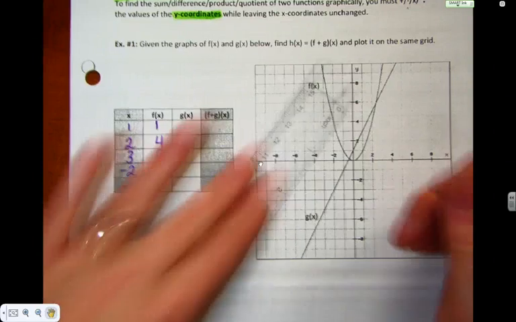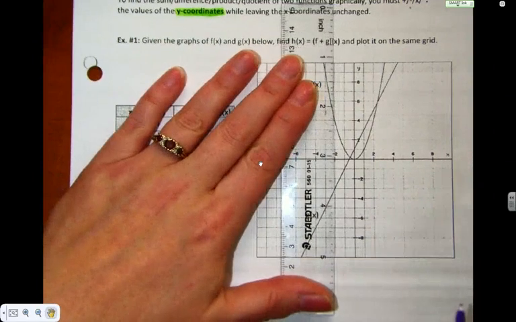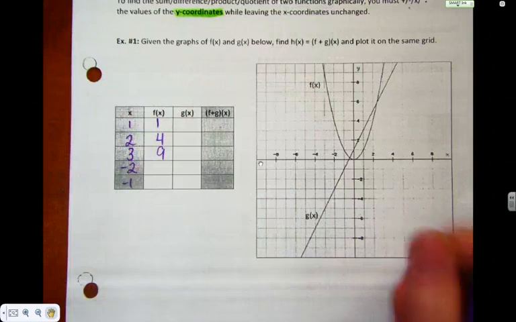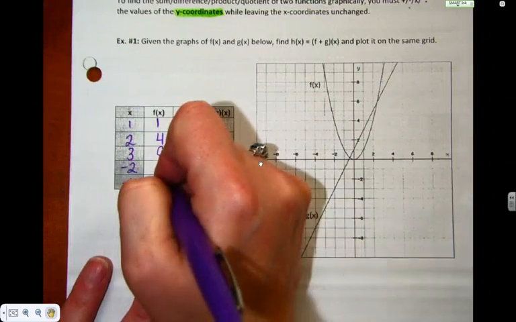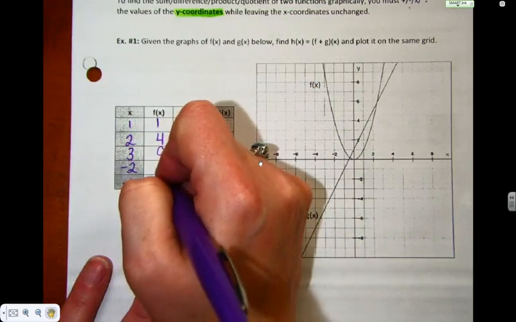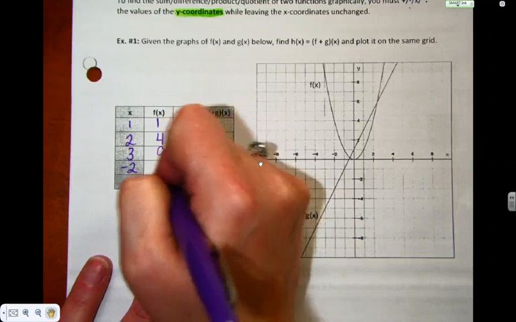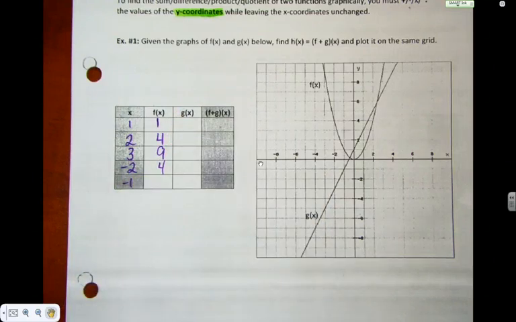Okay, go to -2. Go to f of x. Tell me what the y coordinate is. And the last value we chose, -1. f of -1 is 1.